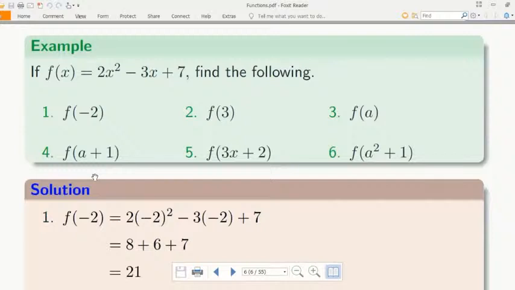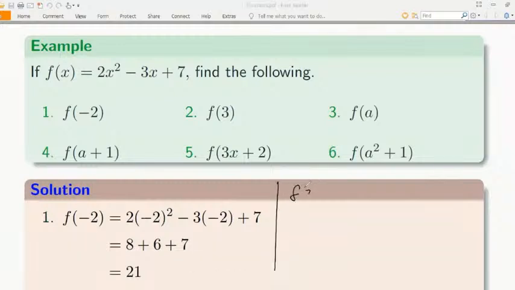Now let's look at this other example. I've already shown you how to do this, but f of x is 2x squared minus 3x plus 7. Find f of negative 2. That's what I've written here, because we are given f of x as 2x squared minus 3x plus 7. But we want f of negative 2. That means when there is x, just write negative 2. And this will be 2 times negative 2 squared minus 3 times negative 2 plus 7.